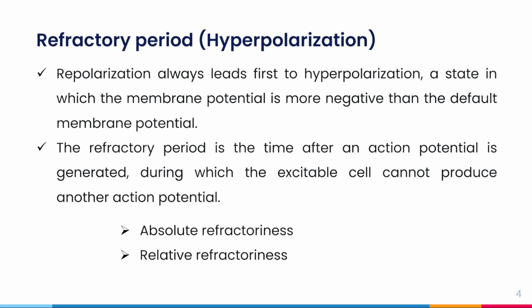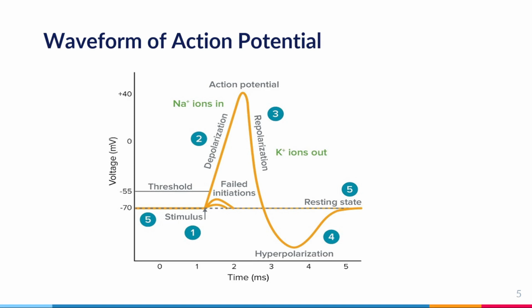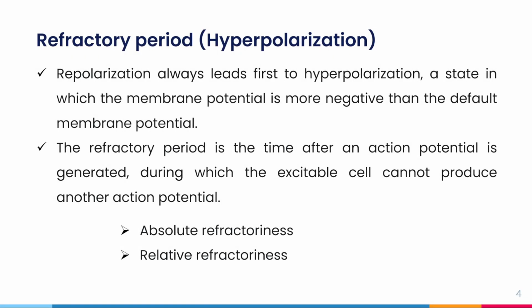Next, hyperpolarization or refractory period. The repolarization stage will always reach hyperpolarization, not the resting potential, because to a certain extent the potassium gated channels will stay open. So it will lead to the hyperpolarization state. Hyperpolarization means a state in which the membrane potential is more negative than the default membrane potential. In the waveform we can see that the default potential is -70, but in hyperpolarization it is even more negative.